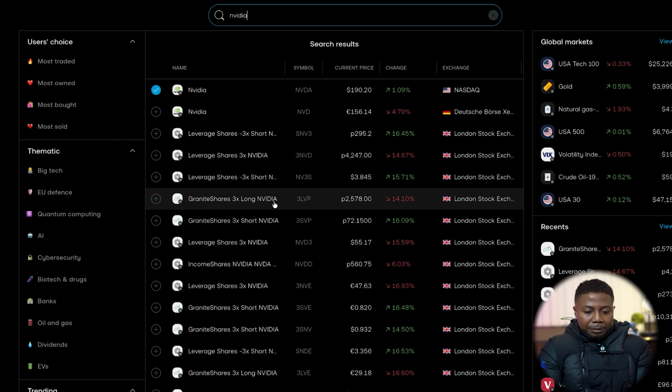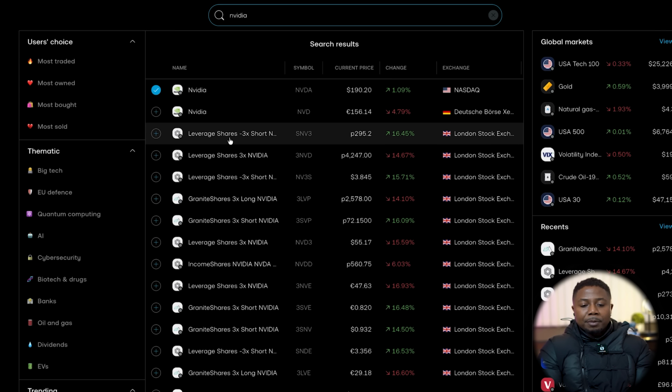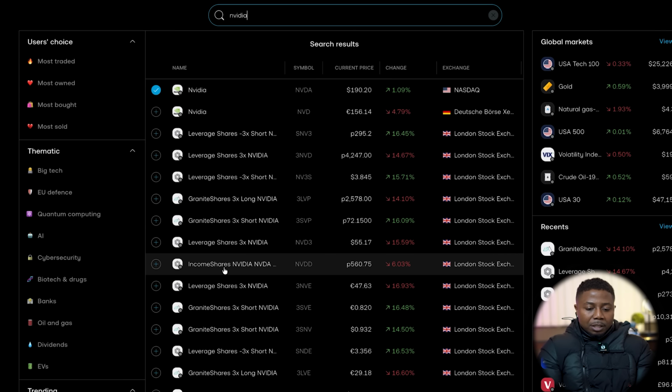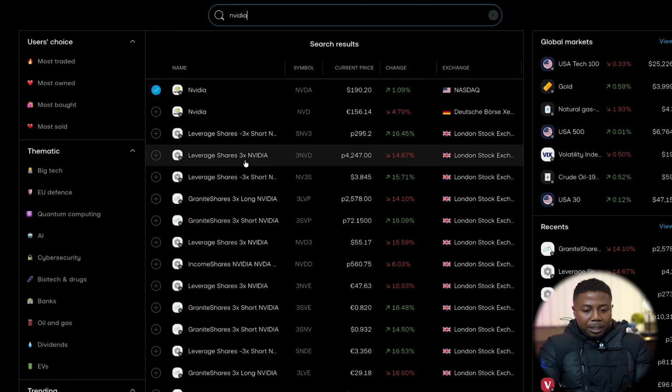You'll also see that some of them have different providers, the fund managers. So this one's Leverage Shares, that's the name of the fund manager, and you've got one here that's Granite Shares, that's another fund manager, and you've got another one called Income Shares. So the performances will be similar because they're tracking the same index or the same underlying asset, but you might find slight differences in the quality of the way they track it. So some of them will track it a lot closer than others, but in terms of the performance they should be quite similar.